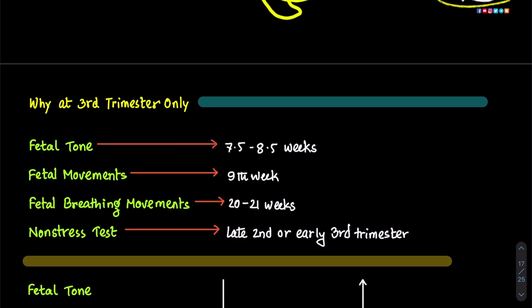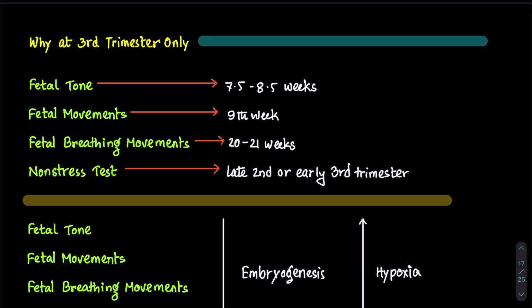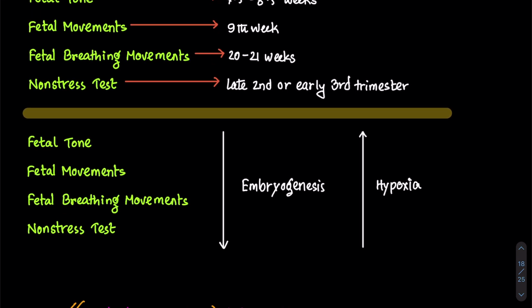My next confusion is why we do biophysical profile at third trimester only. As we see, it's an excellent investigation to assess fetal well-being. Why don't we do it in the second or first trimester? Let's enter into embryology. The fetal tone center develops at 7.5 to 8.5 weeks. The fetal movement center develops at the 9th week. Regularized diaphragmatic motion develops by 20 to 21 weeks. Heart rate reactivity is the last to develop. It appears by the late second to early third trimester. That's why doing biophysical profile before third trimester has a high error rate due to undeveloped centers.